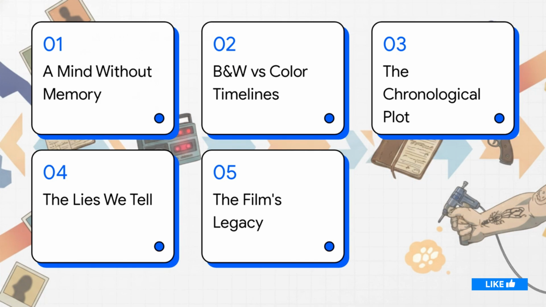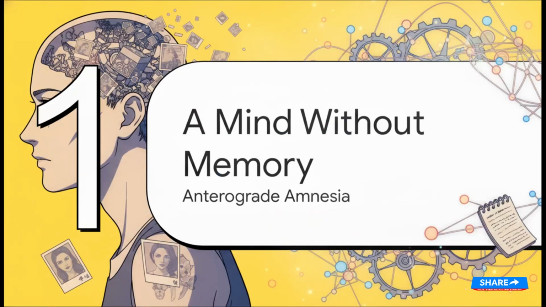Okay, let's dive into this and map out our investigation board. First, we'll look at a mind without new memories. Second, black and white versus color. Third, unraveling the chronological plot. Fourth, the lie we tell ourselves. And finally, the film's lasting legacy. So, part one, a mind without new memories.